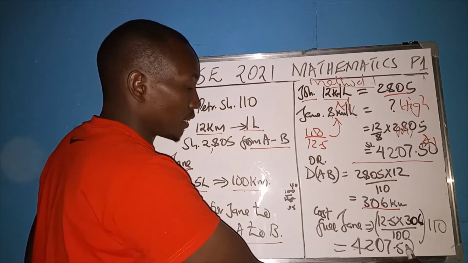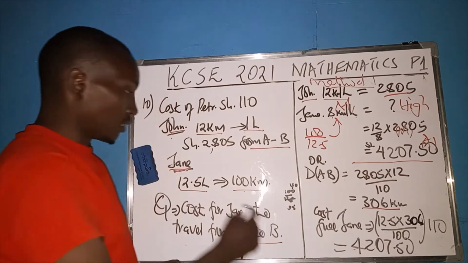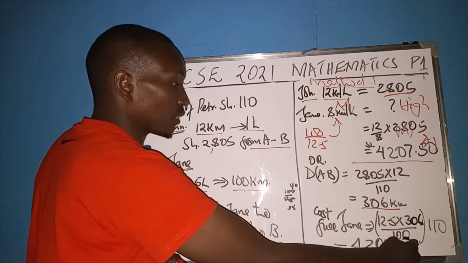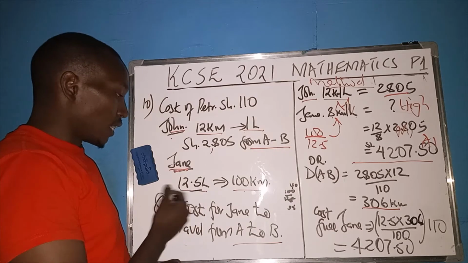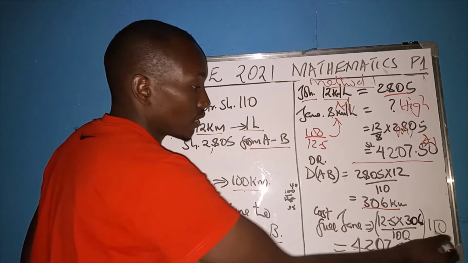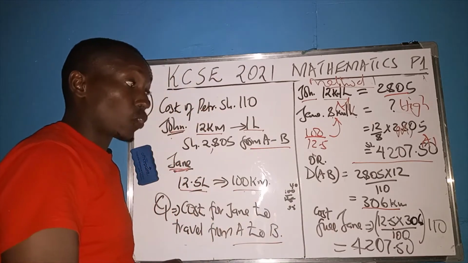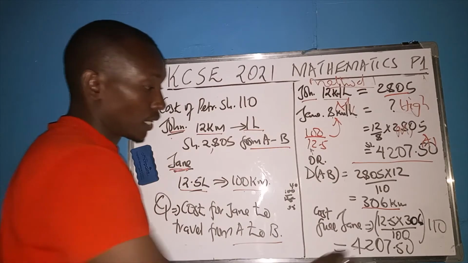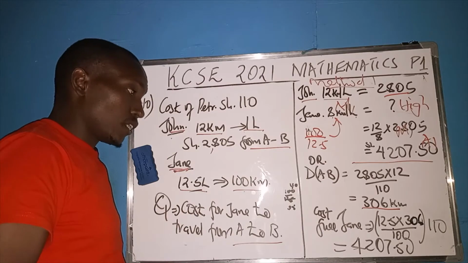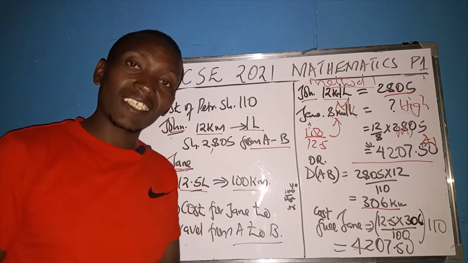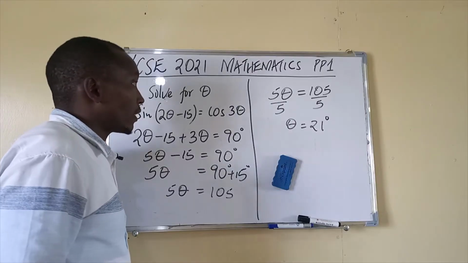Then I divide by 100 kilometers to know how many hundreds of kilometers I traveled. Then multiply by the liters there, and of course times the cost of 1 liter of fuel. I'll get the same answer, 4,207.50 shillings.